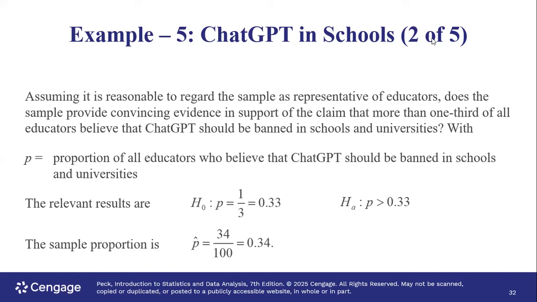Assuming it is reasonable to regard the sample as representative of educators, does the sample provide enough evidence in support of the claim that more than one third of the educators believe that ChatGPT should be banned in schools and universities? Let p be the population proportion of all educators who believe that ChatGPT should be banned in schools and universities. The relevant hypotheses: the null hypothesis is the status quo, population proportion is 0.33. The alternate hypothesis is the claim, more than, that is why p is greater than 0.33. We have the sample proportion, where x is the number of successes out of a sample size, here 34 educators thought so out of 100. So p hat is 34 over 100, which is 0.34.